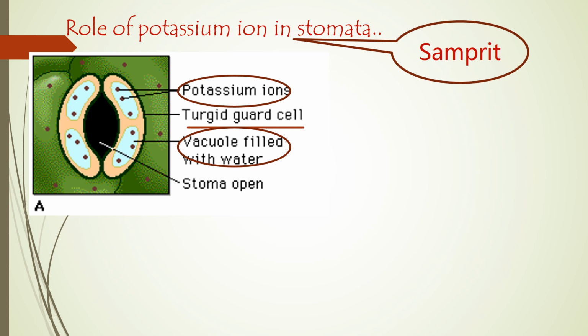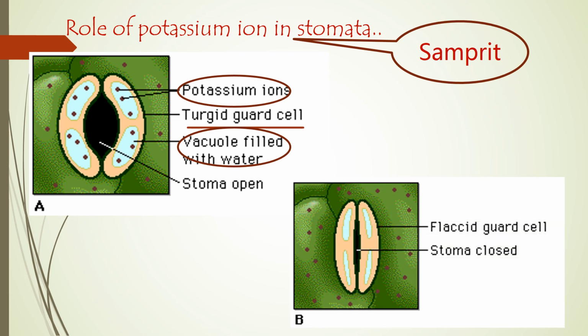The inner lining of the stoma is thicker. It will drag it, it will push it to the outside surface. So now the stoma opens. So the potassium ion will control the water intake. It makes the guard cell a turgid structure, and that's why the stoma opens.